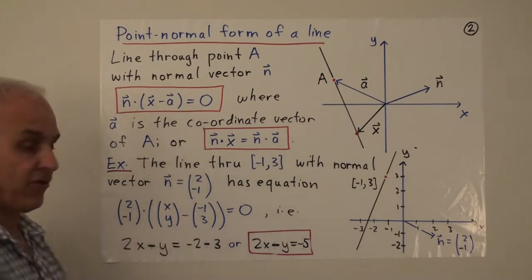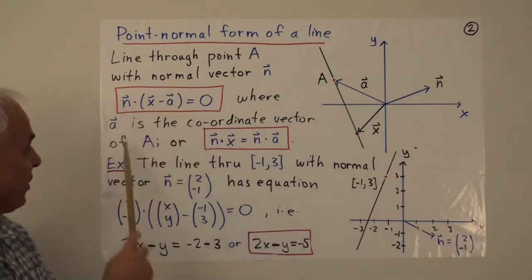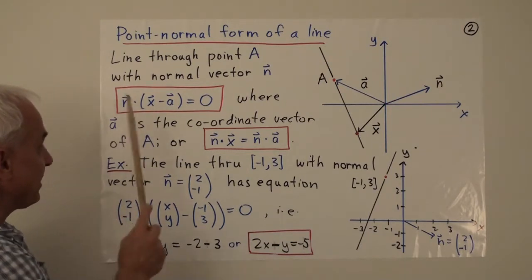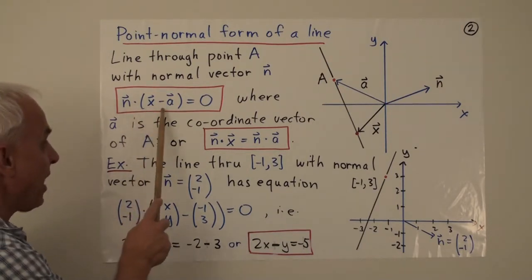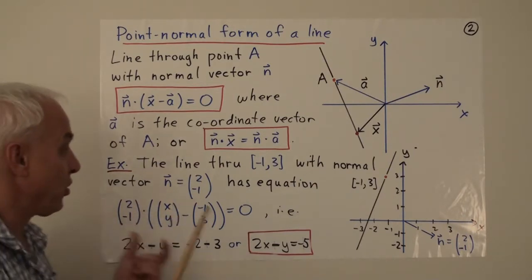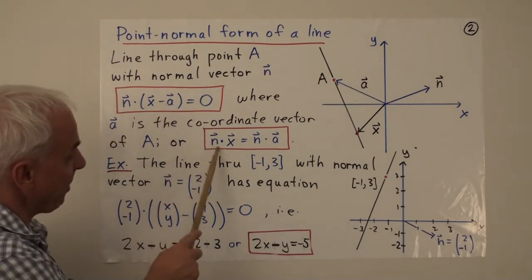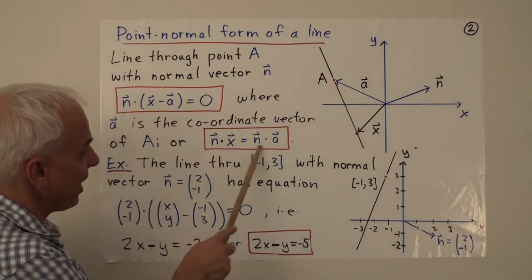Okay, we could rewrite this because we know that the dot product is bilinear. So n dot (x minus a) is the same as n dot x minus n dot a. And n dot a is a number that we could bring to the right-hand side if we want. So we could rewrite this equation in the form n dot x equals n dot a.